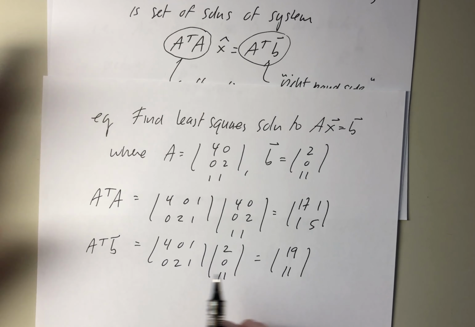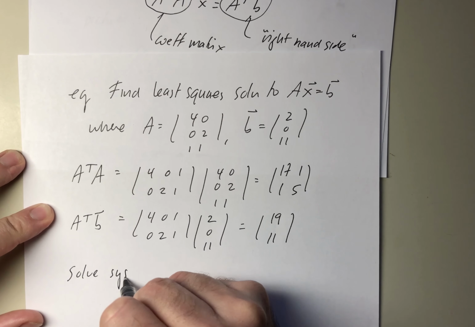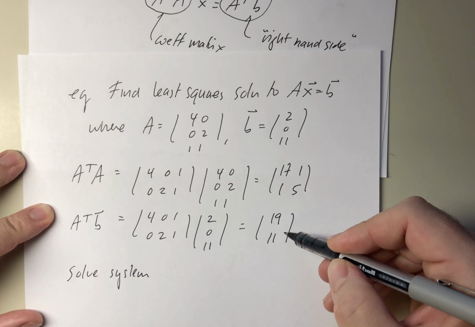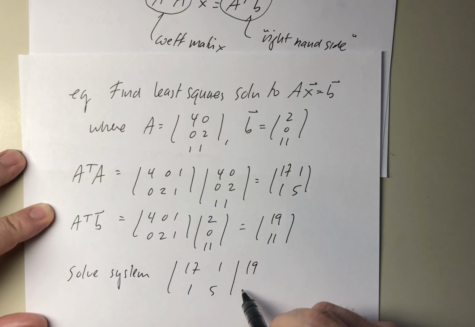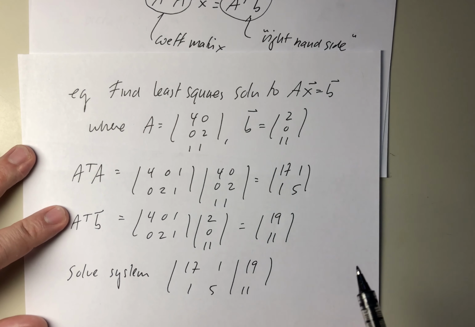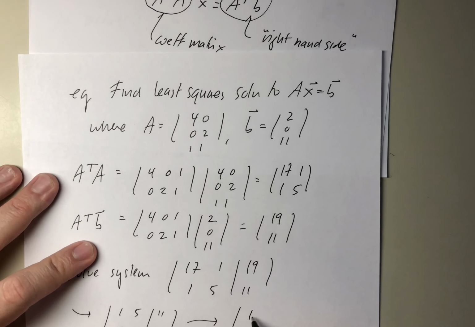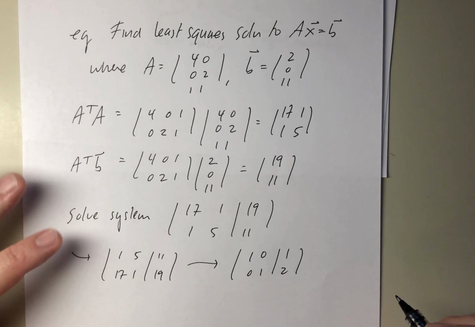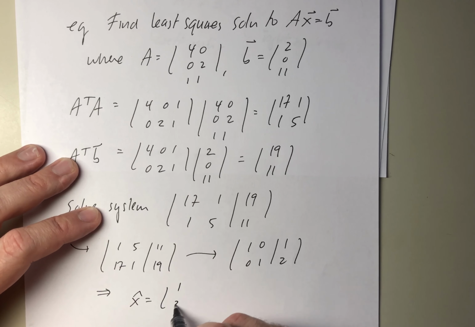Okay, so that's all you need. These are the two things you need. Now we solve a system. This coefficient matrix augmented with this vector, so [17 1; 1 5] augmented with (19, 11). I guess I would swap rows first. Let me just save you some hassle here, and I'll tell you that this reduces to [1 0 | 1; 0 1 | 2]. And so what that's telling us is that the least squares solution is (1, 2). Okay?